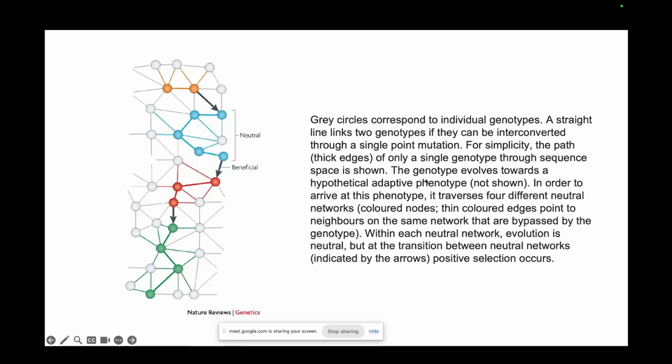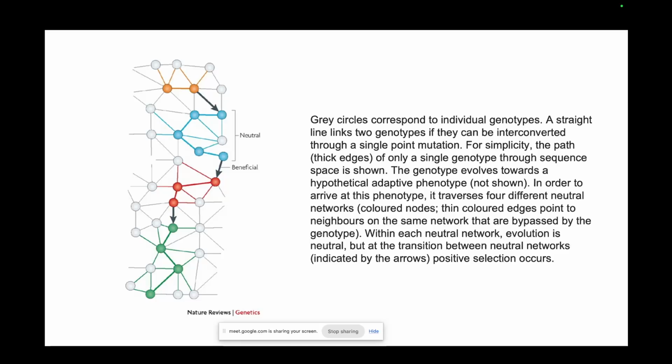Right. The genotype evolves through a hypothetical adaptive phenotype, which is not shown here. In order to arrive at this phenotype, it traverses through four different neutral networks. These are actually individual neutral networks of their own. Now, from going from one phenotype to a slight change in the phenotype, it had to pass through four of these different neutral networks. Within each of these neutral networks, evolution is neutral, but at the transition between the neutral networks, positive selection occurs. So that is the idea.